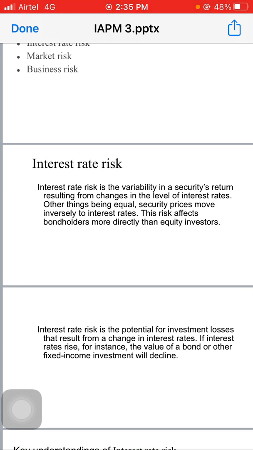Coming to the very first source of risk, that is interest rate risk. What it is, let us try to understand. Interest rate risk is the variability. Variability is nothing but the difference in the security's return resulting from changes in the level of interest rates. Other things being equal, security prices move inversely to the interest rate. The risk affects bondholders more directly than equity holders.